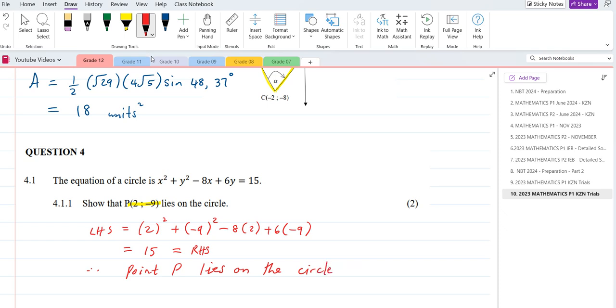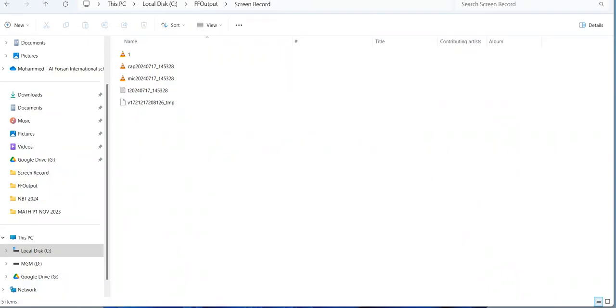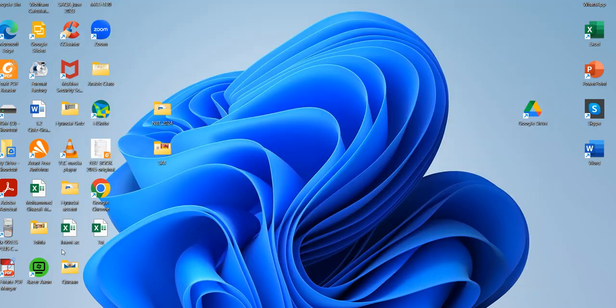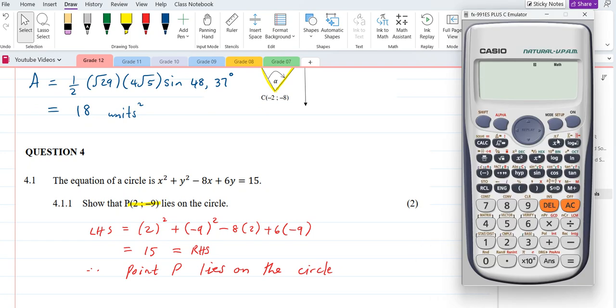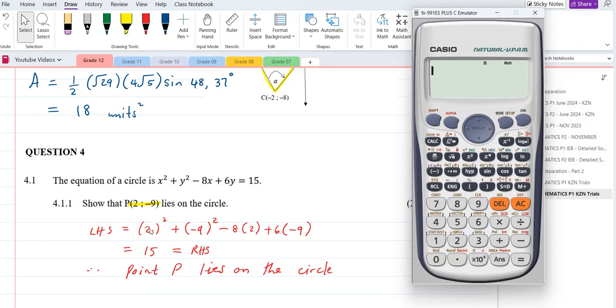Now we need to check if point P actually lies on the circle. Let me just pop open my calculator. Right, so I have my calculator opened. Now let's check if point P lies on the circle. Remember, we need to calculate this value. So we know this is 2 squared, which is 4. Negative 9 squared, because we're squaring, is 81. Minus 8 times 2 is 16. And we're going to minus 9 times 6, 54. Right, so we got 15. So we know that point lies on the circle. Moving on to the next question.